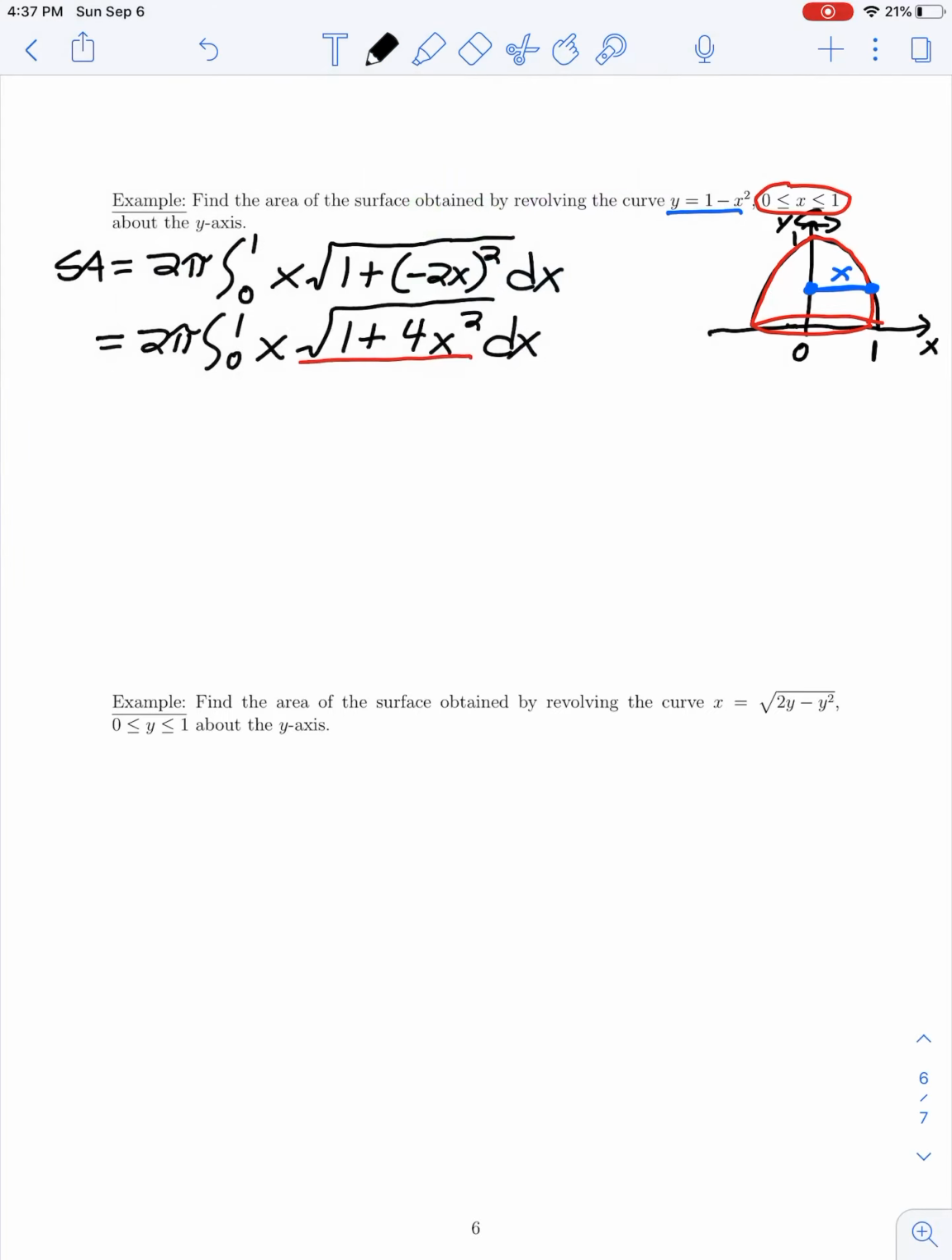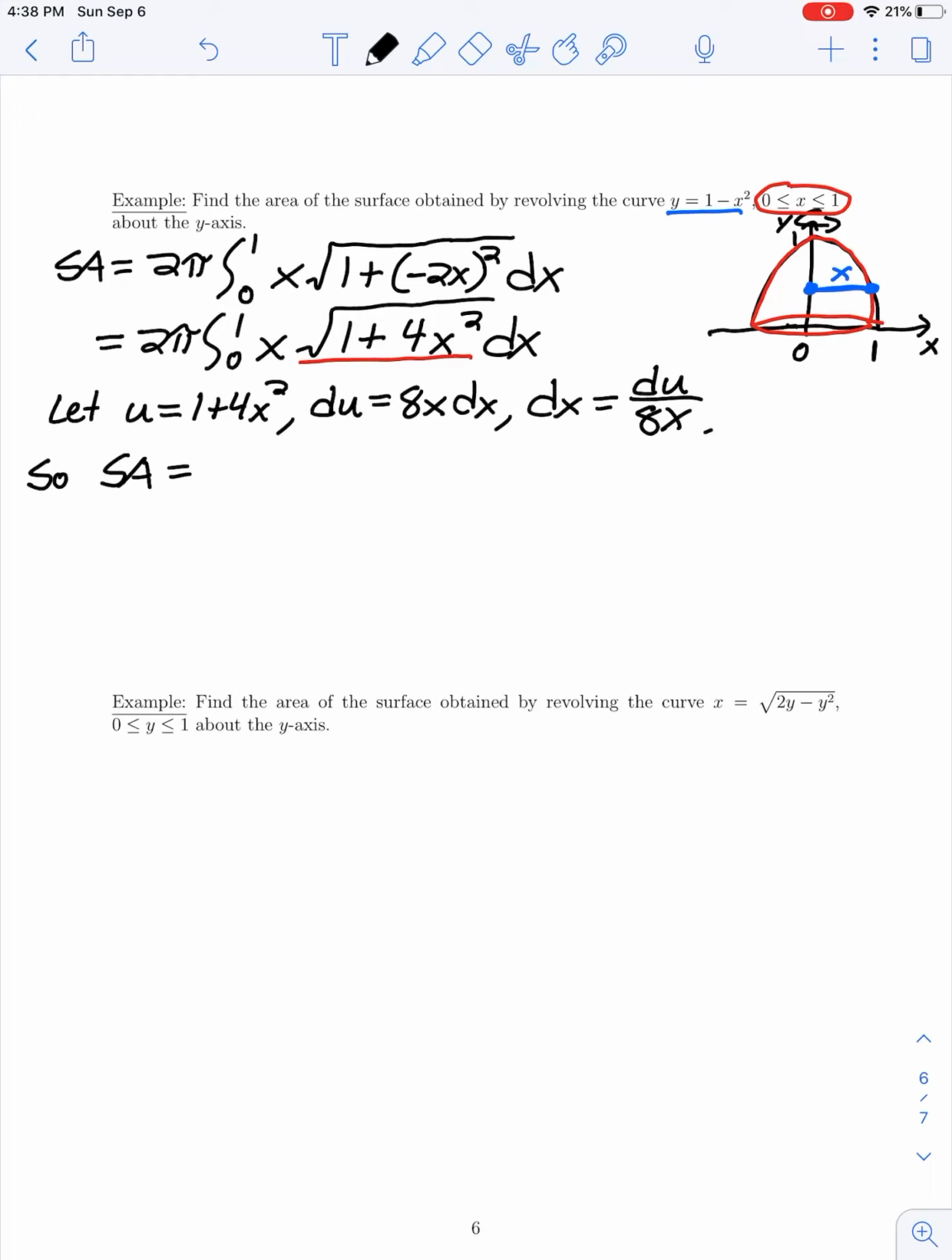So here, the substitution I'll make is to let u be the inner function, 1 plus 4x squared, in which case the differential of u would be 8x dx, or dx is du over 8x. So let's rewrite our integral for the surface area in terms of u.